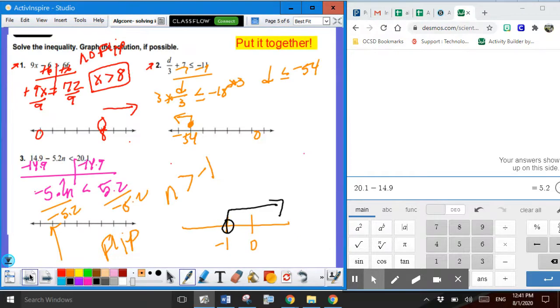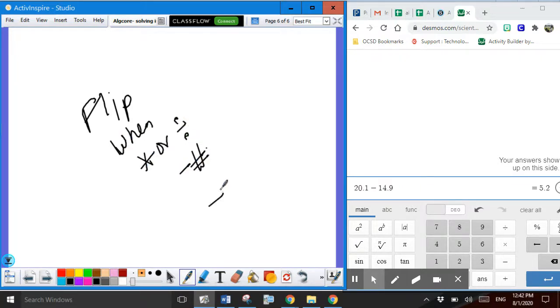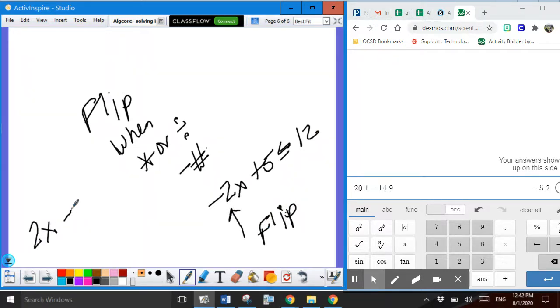Okay, so that is pretty much what you have to remember when you are solving multi-step equations or two-step equations. Remember, the only thing that is different is flip when you multiply or divide by a negative number. Okay, so if I see negative 2x plus 5 is less than or equal to 12, that tells me I'm going to flip. If I see 2x minus 5 and a 12, this is positive. This one is no flip.